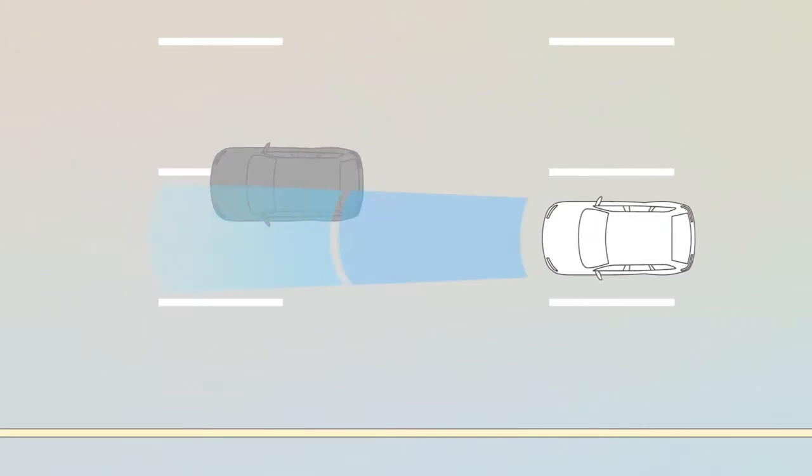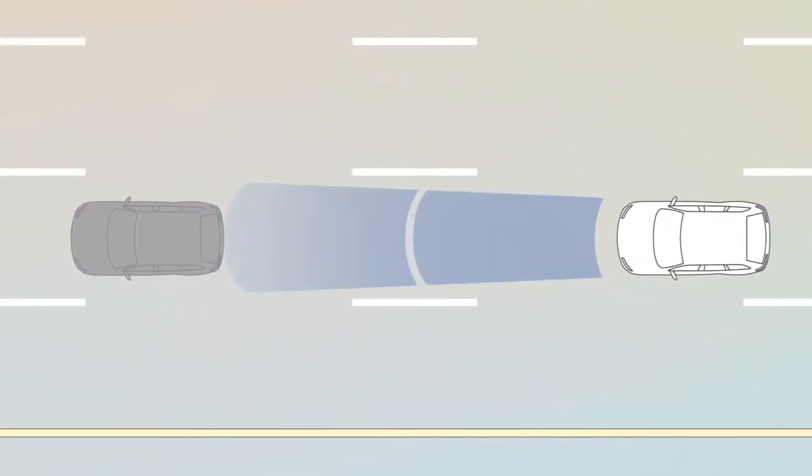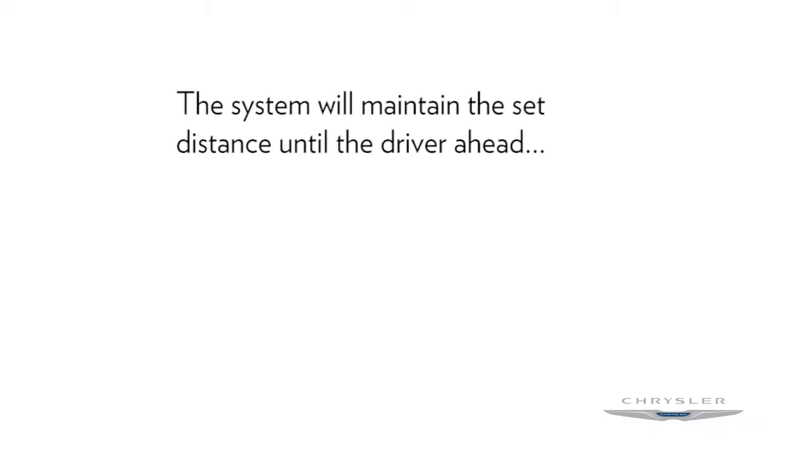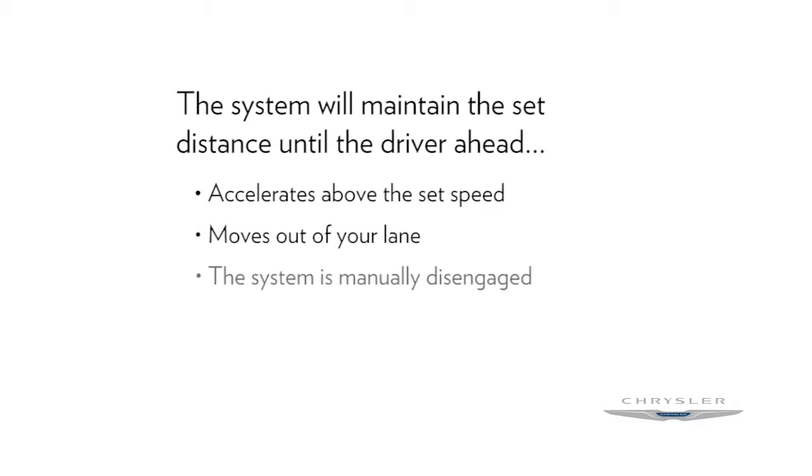But when a slower moving driver enters your lane, the system automatically adjusts your speed to maintain the distance setting. You'll see the sensed vehicle indicator icon in the instrument cluster. The system will maintain the set distance until the driver ahead accelerates above the set speed or moves out of your lane, or until the system is manually disengaged.